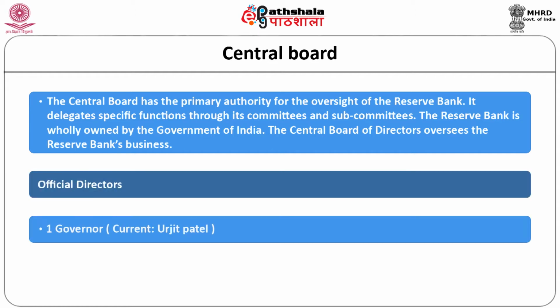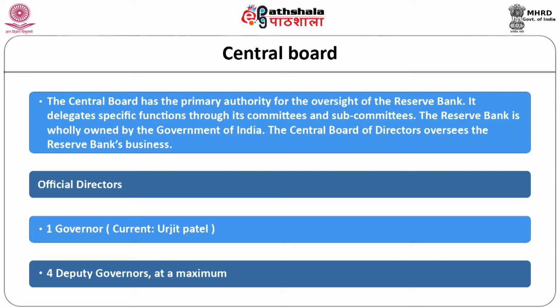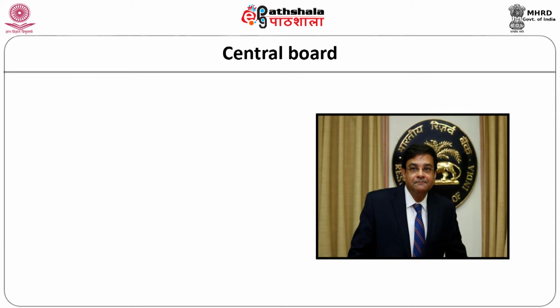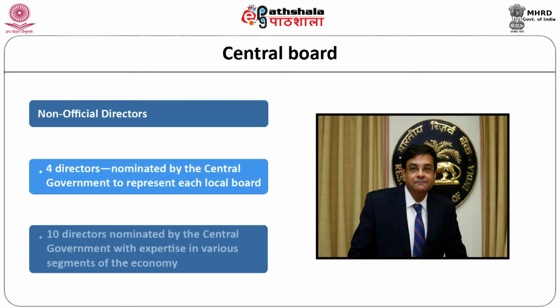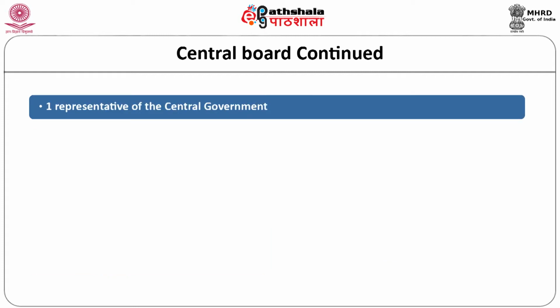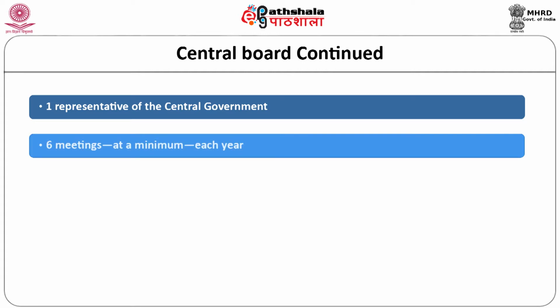Official Directors: it includes one Governor and 4 Deputy Governors at a maximum. Non-official Directors: 4 Directors nominated by the Central Government to represent each local board; 10 Directors nominated by the Central Government with expertise in various segments of the economy; and 1 representative of the Central Government. There are 6 meetings at a minimum each year and 1 meeting at a minimum each quarter. The Central Board includes the Governor, Deputy Governors and a few Directors of relevant local boards.